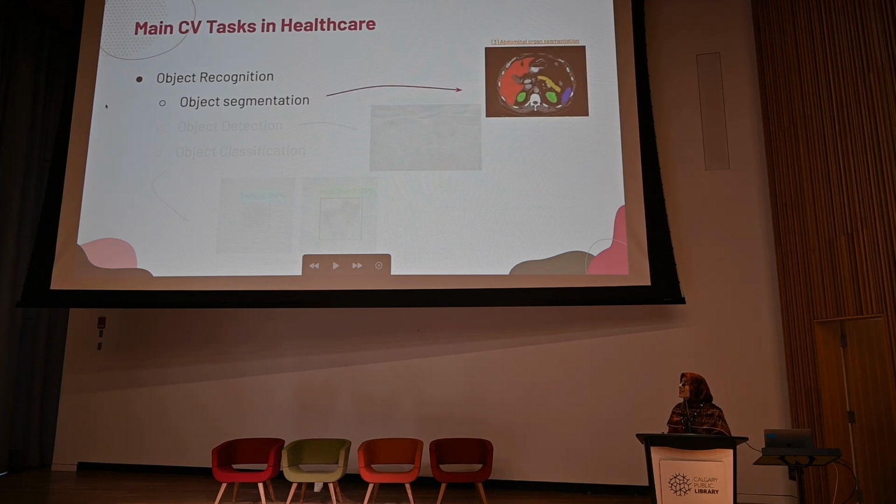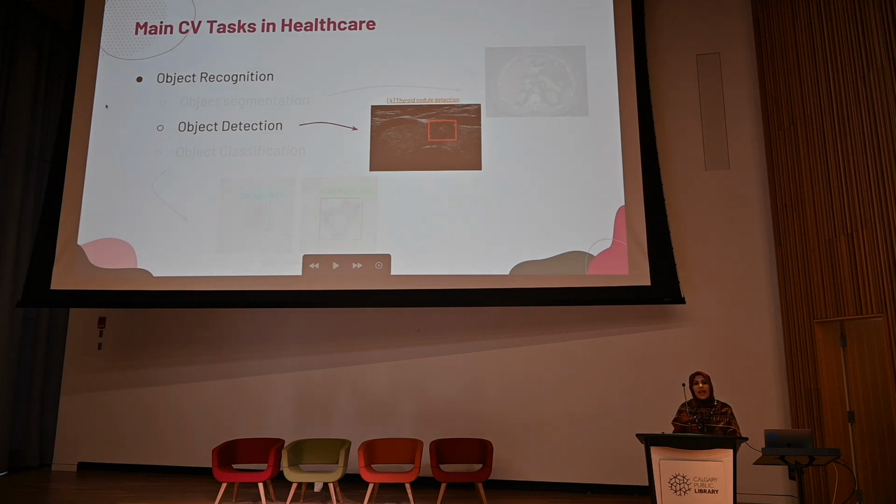All right, so let's move to the main computer vision tasks and start with object recognition, which is useful for a variety of applications in healthcare. So usually object recognition includes three main tasks. The first one is object segmentation, which means grouping pixels into meaningful areas. As you can see here, there is the abdomen CT example, and automatic segmentation delineates organ areas. For example, you can see the segmentation of liver, kidney, pancreas, and spleen here.